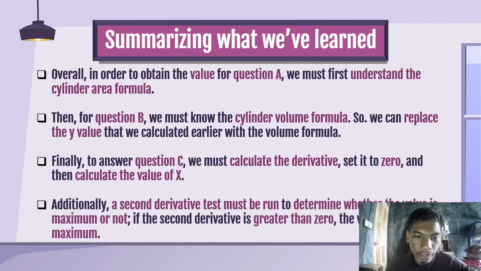Additionally, a second derivative test must be run to determine whether the value is maximum or not. If the second derivative is greater than 0, then the value is maximum.